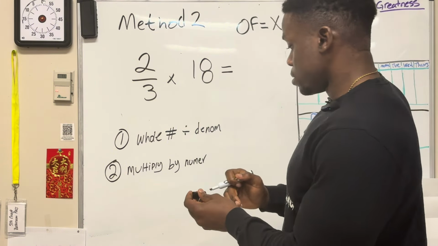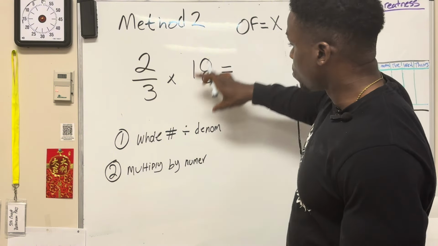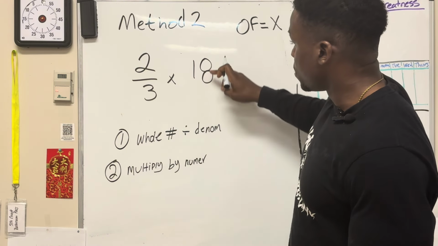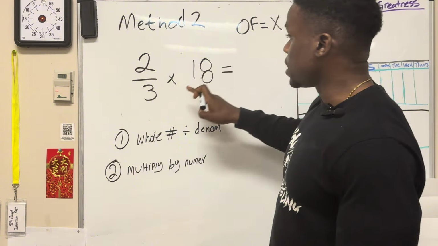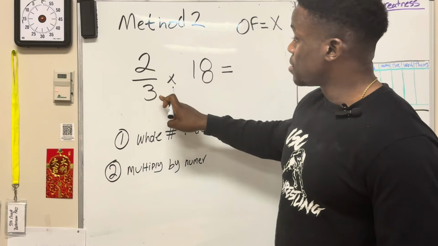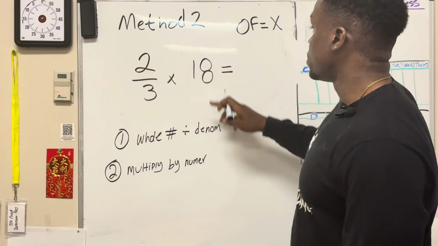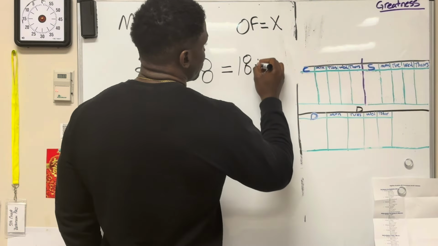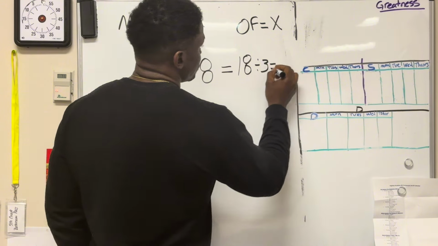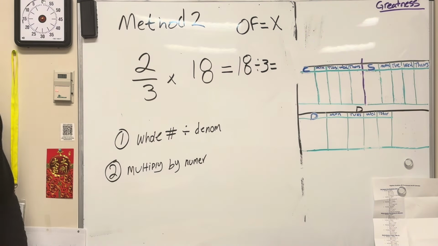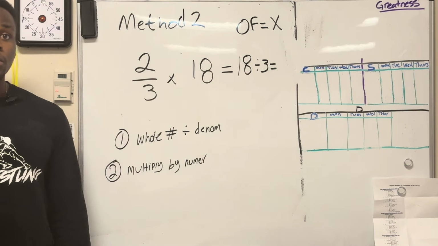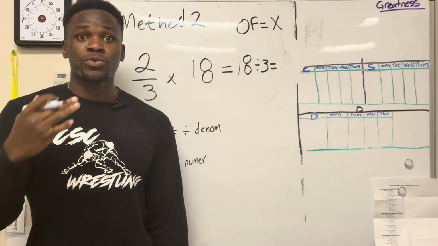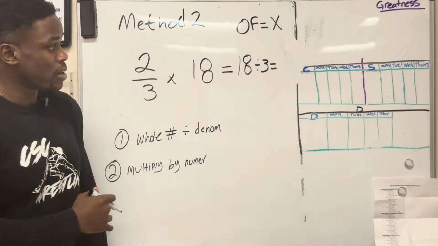Okay, so let's begin. So my first step is to get the whole number divided by the denominator. We know our whole number is 18, and then our denominator is 3. So 18 divided by 3 equals 18 divided by 3, or 6. I'm already giving you answers here. Or you think about it this way: 3 times what gives me 18?